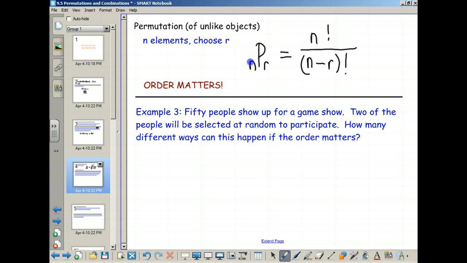Okay, so we're going to do a problem. It's not as complicated maybe as it looks. But here's the deal. This is the number of ways that if you have n choices to make, and you want to choose r of them, that's how many different choices you have.